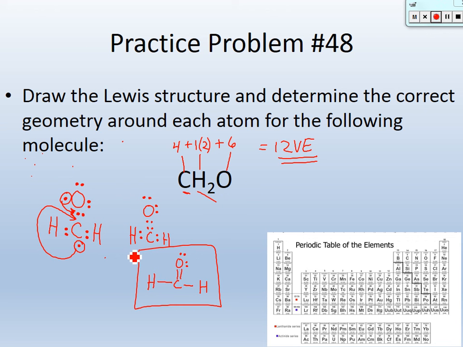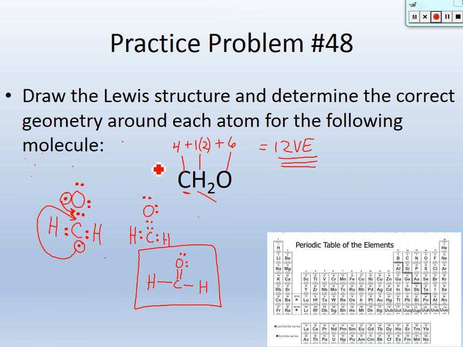If you look at carbon, now it's obeying the octet rule. It's got 2, 4, 6, 8. The oxygen has 2, 4, 6, 8. And the hydrogens just want 2. And let's make sure we still have 12 valence electrons. So we got 2, 4, 6, 8, 10, 12. So we are good. Now, here's where a lot of you are going to make a mistake.